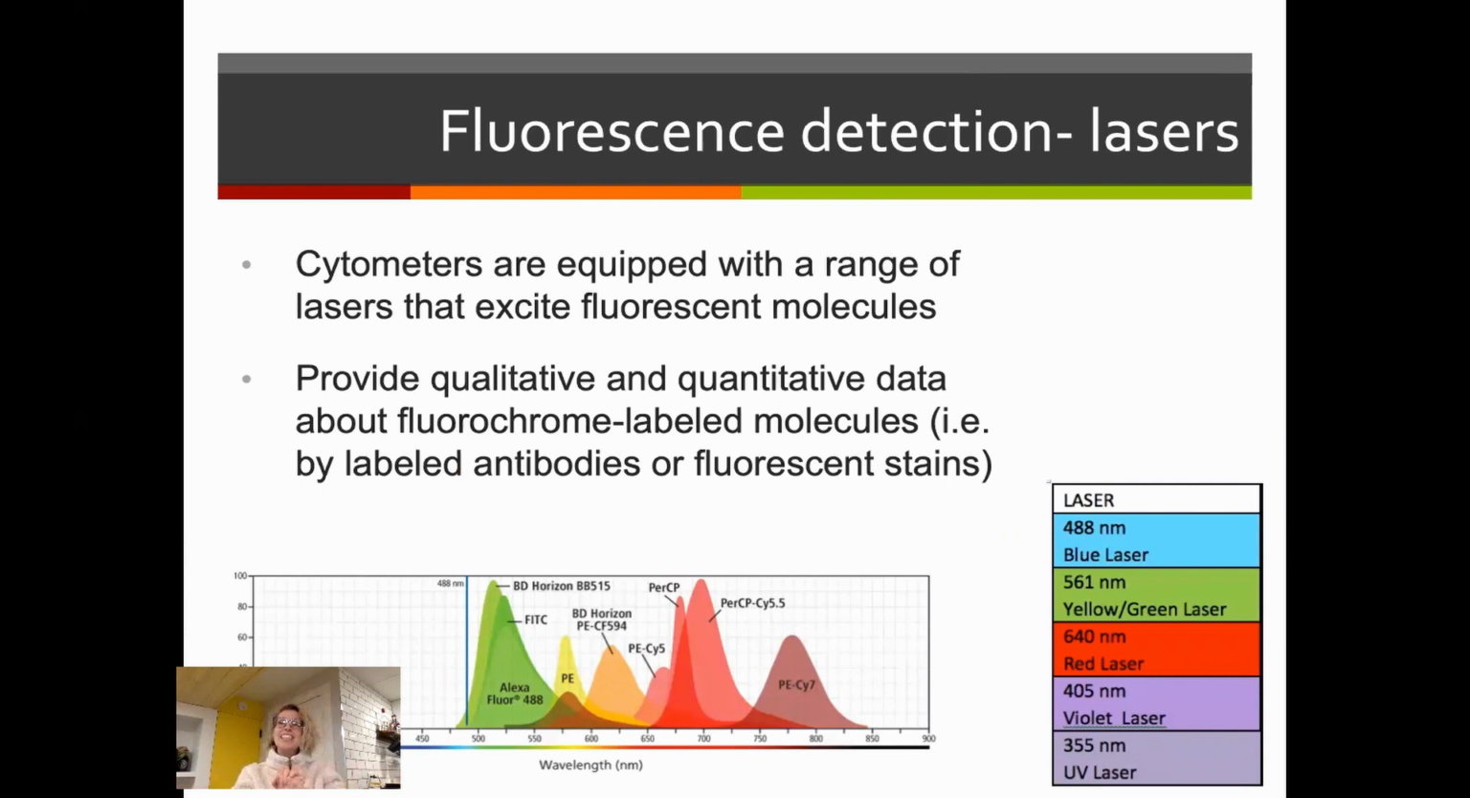So after our light scatter detection, the part that is really the most exciting are the lasers. Each instrument is equipped with a range of lasers, anywhere between like 2 and 10. And these are the things that provide the qualitative and quantitative data about your fluorochrome-labeled molecules. So it tells you which fluorescence is expressed on your cells. This is what excites your fluorescence.